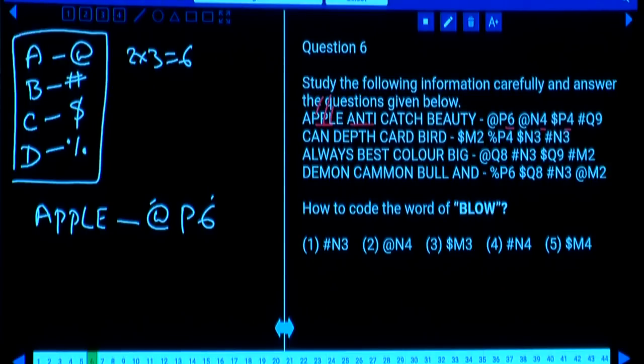Now in this word anti, what is there in this one? There are 4 letters. How many vowels are there? 2 vowels and 2 consonants, hence 2 into 2 is 4. Hence 4 is the number, and A is there, and anti is at the rate of N4, isn't it? At the rate of N4. Then coming to this.